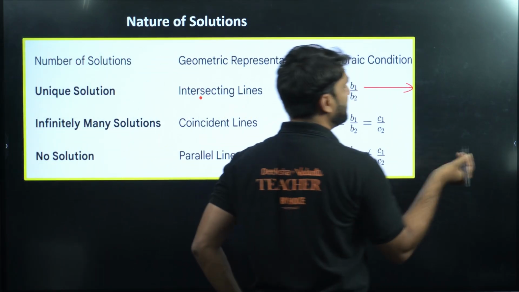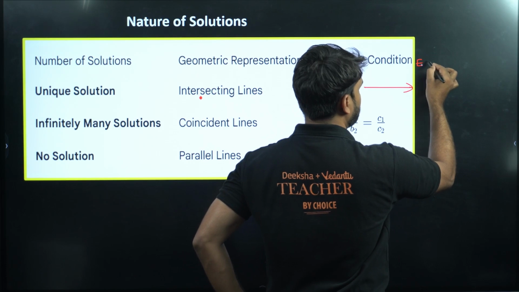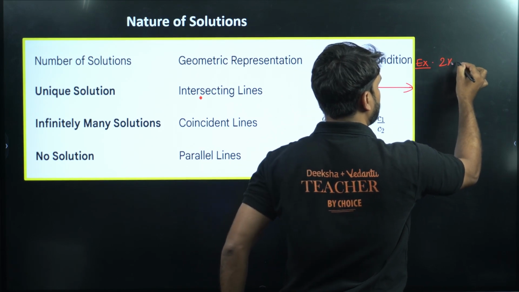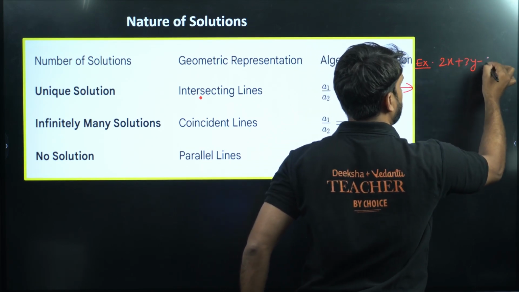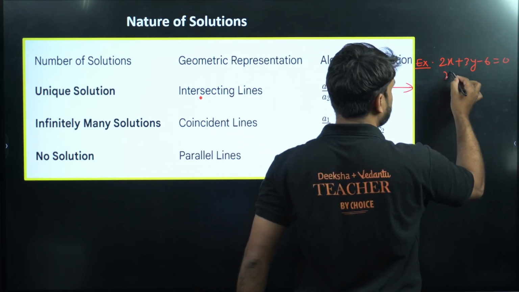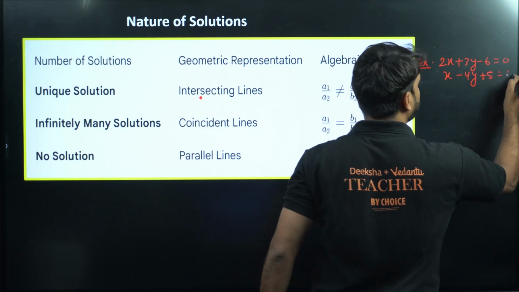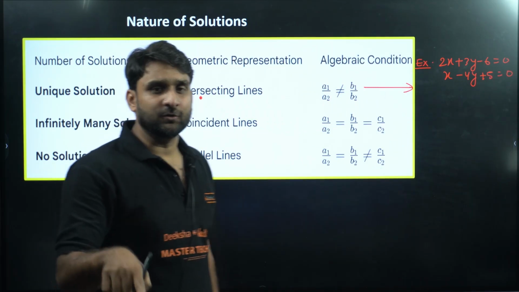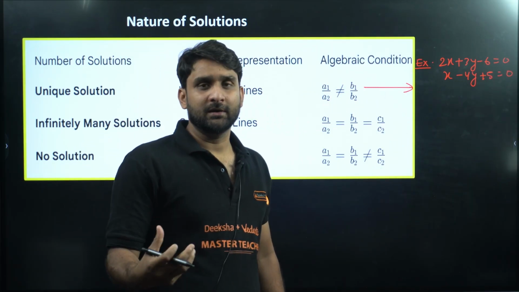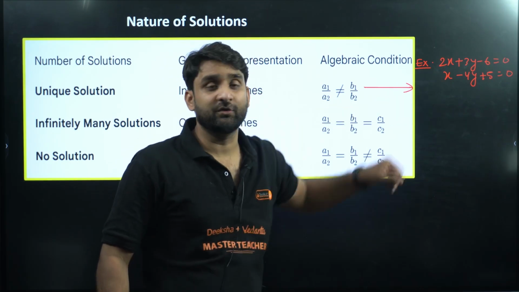So let's say I'm taking one example. I have 2x plus 3y minus 6 equals 0. This is the first linear equation. And the second linear equation is x minus 4y plus 5 equals 0. Now if I ask you, what will be the graphical, geometrical representation of these two linear equations?